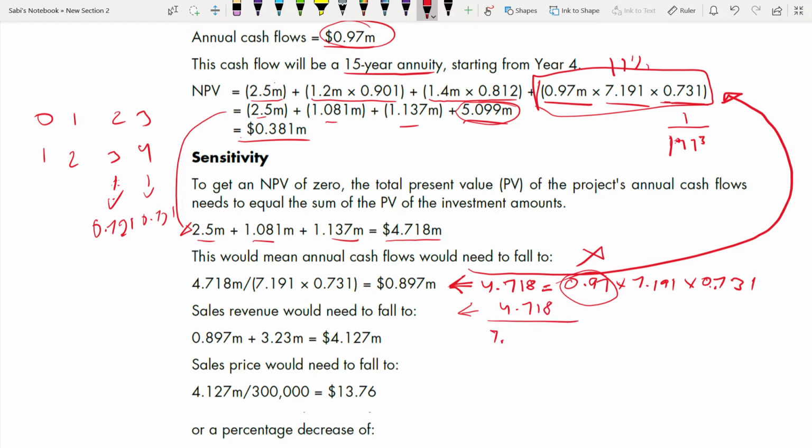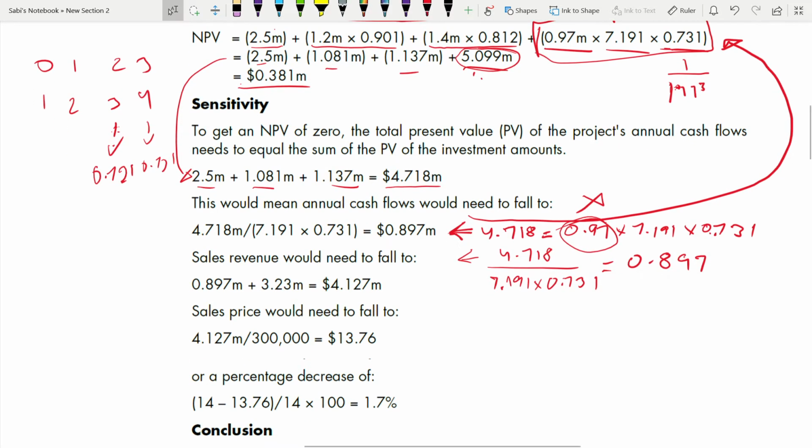It will be 7.191 multiplied by, because you see your discounting factor and your annuity factor, 7.191 and 0.731, will be fixed only. What will change is only that 0.97, your cash inflow. That needs to be changed. So now if you calculate it, it is falling down. Your inflow has to be 0.897, not 0.97. With 0.97 you are getting this amount, 5.099. So here it is 0.897. It is falling down.